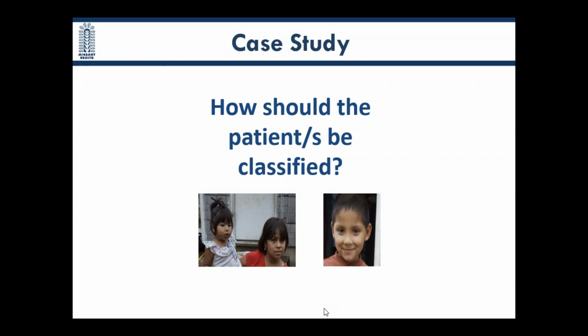And let's see here. It looks like I have 4 responses so far, so I'll give you another few seconds to respond.